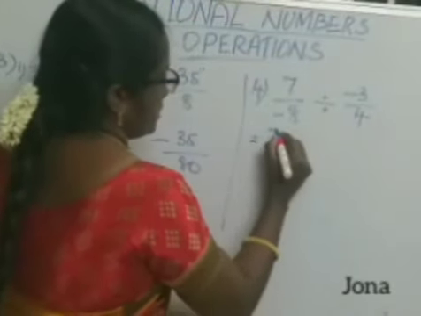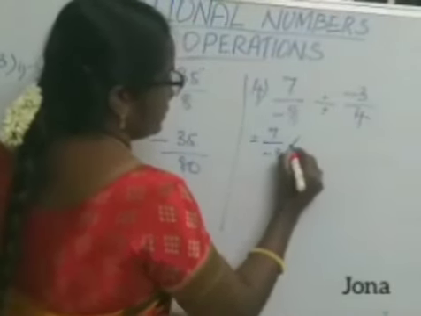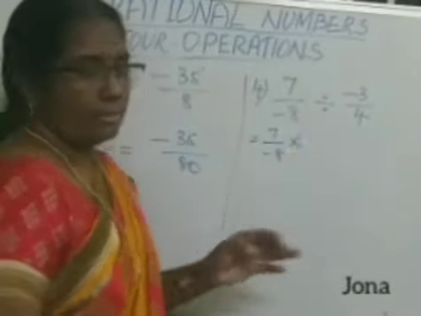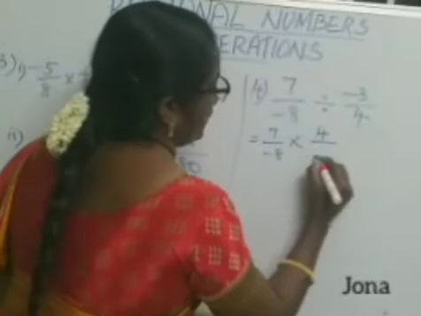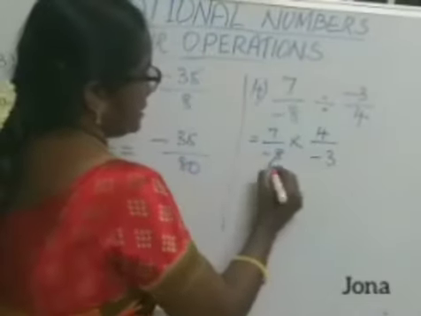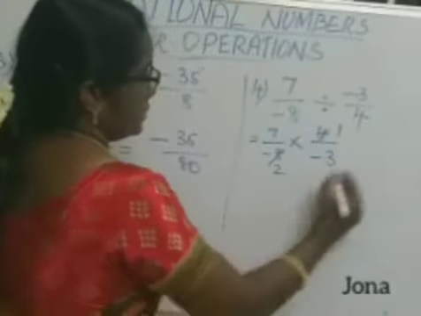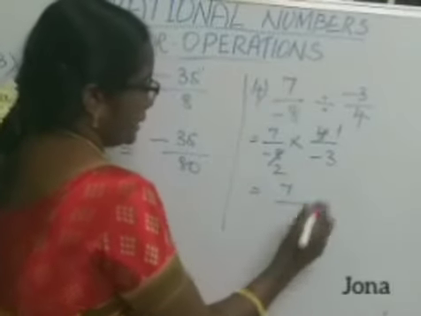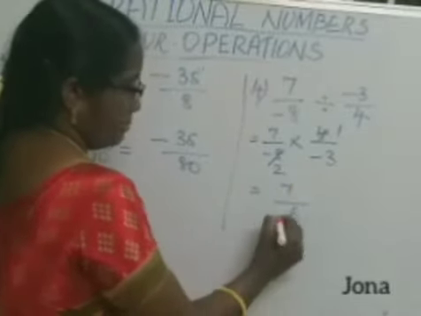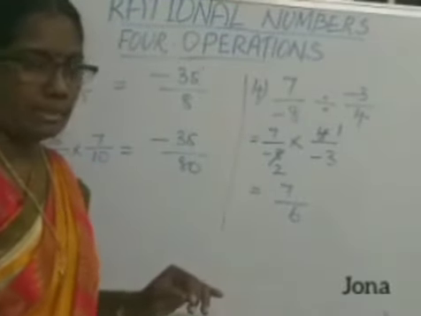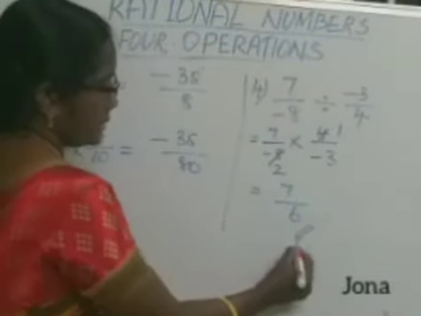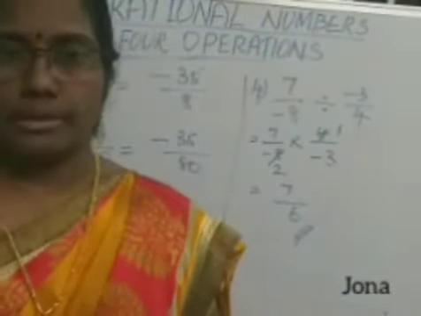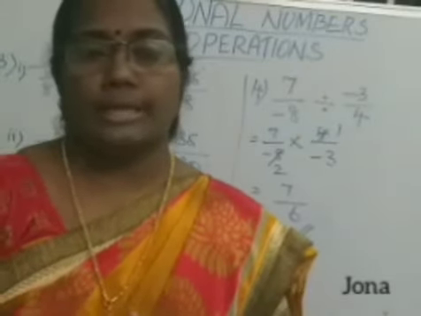Here 7 by minus 8 into, if it is division put into and then take the reciprocal of the second number. So here I can take 4 by minus 3. So I can cancel here, 1 4s are 4, 2 4s are 8. So which is equal to 7 1s are 7 divided by 2 3s are 6, minus into minus plus. So no need to put the plus symbol there. So you can write this 7 by 6 as the answer. Hope you understand the 4 operations of rational numbers. On the basis of this problem we are going to do the exercise problems.